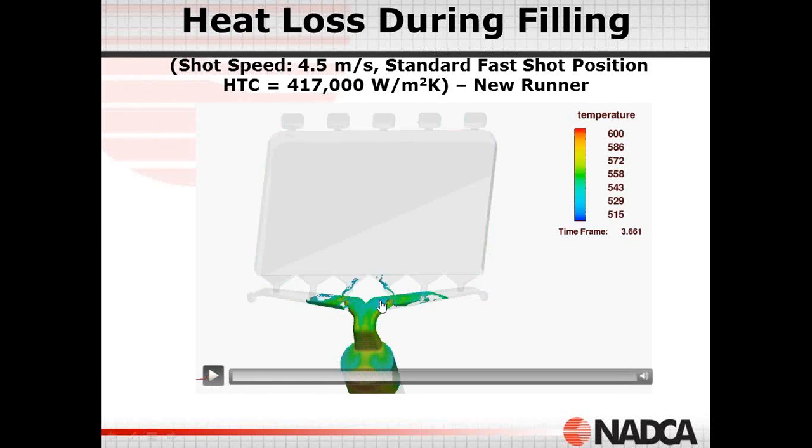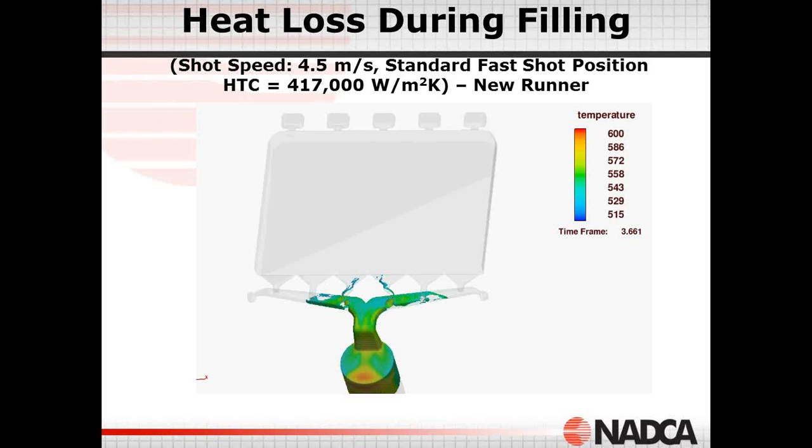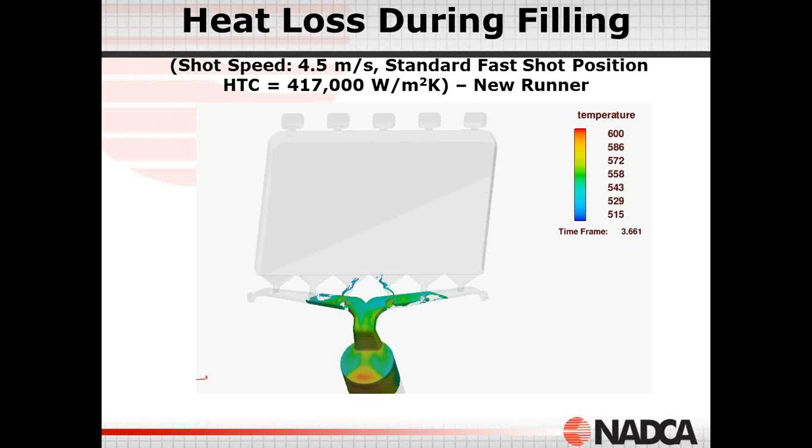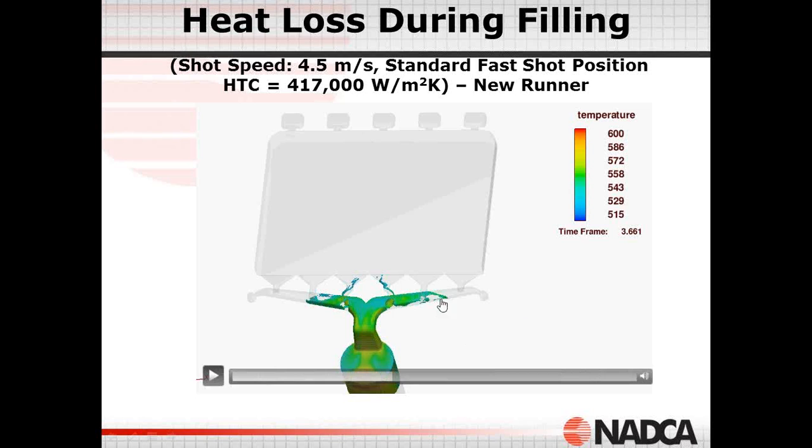So what this is actually showing is that we have to be very careful in designing the runner system to not introduce material into the cavity during the slow shot and intermediate shot, some of you call this, before the fast shot. We're fully in the fast shot, and only then we can make a good casting.